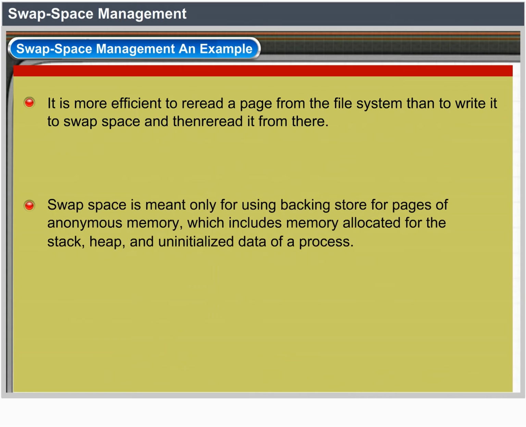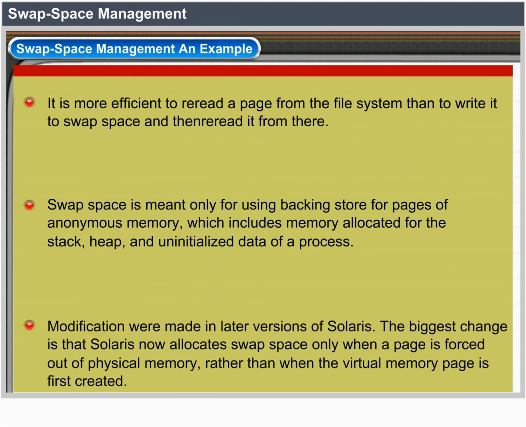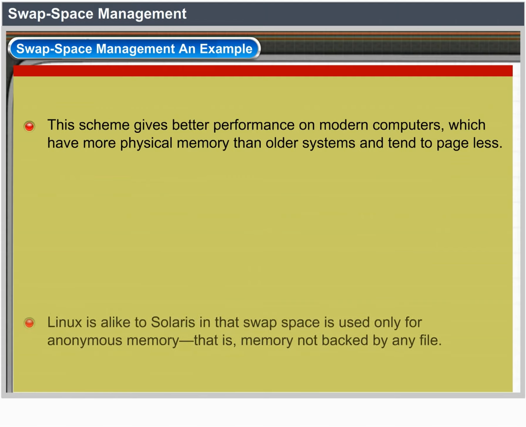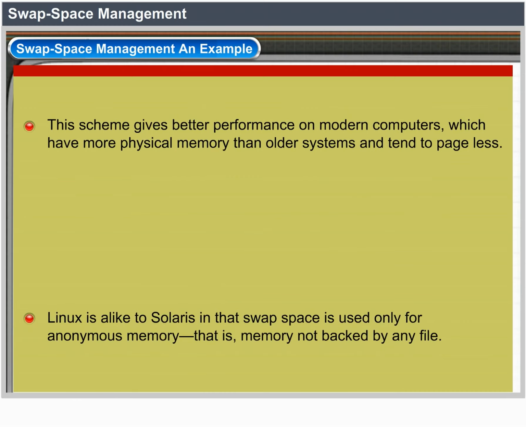More changes were made in later versions of Solaris. The biggest change is that Solaris now allocates swap space only when a page is forced out of physical memory, rather than when the virtual memory page is first created. This scheme gives better performance on modern computers, which have more physical memory than older systems and tend to page less. Linux is similar to Solaris in that swap space is used only for anonymous memory, that is, memory not backed by any file. Linux allows one or more swap areas to be established.